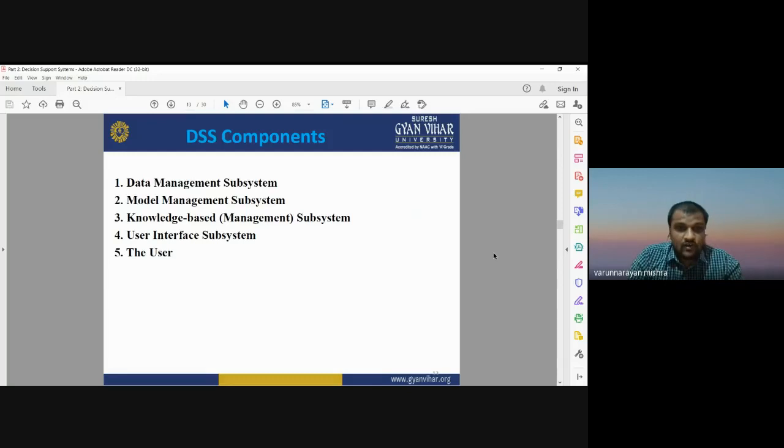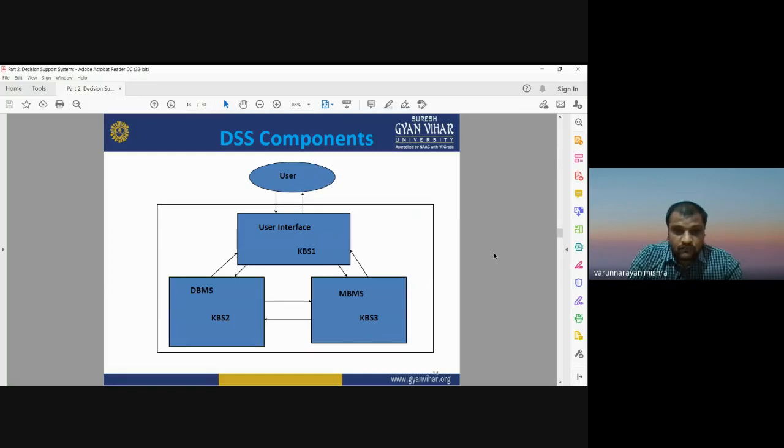Then you will have some knowledge based system. The knowledge based system includes any kind of machine learning or deep learning methods, statistical methods, and mathematical methods, whatever methods are required for managing and processing your data sets. Then the user interface subsystem, so that a normal user or any individual can use that system without any problem. And finally the user or the analyst, or the final product of that decision support system, that can be used by any user.